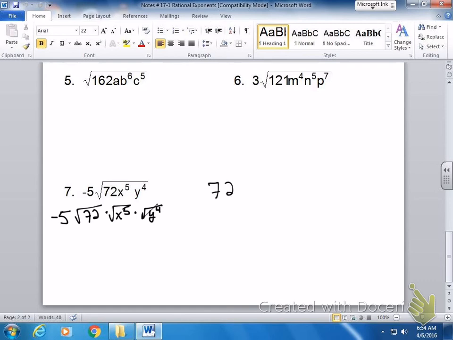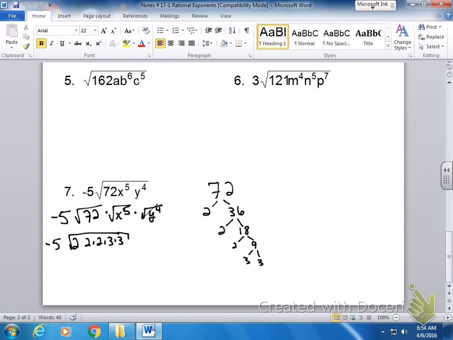It's our last little trial today. It ends in a 2, so I'm going to take out a 2. I'm left with 36. It's still even, so I can go ahead and take out another 2. It leaves me with 18. I can take out another 2. That leaves me with 9. And we've already seen 9 is 3 and 3. So I can replace my square root of 72 with 2 times 2 times 2 times 3 times 3.